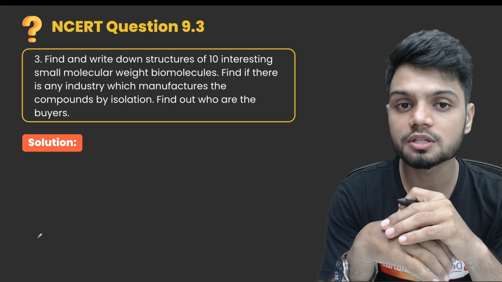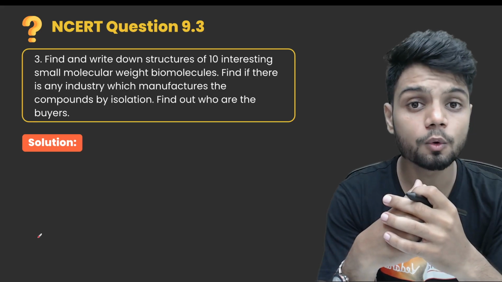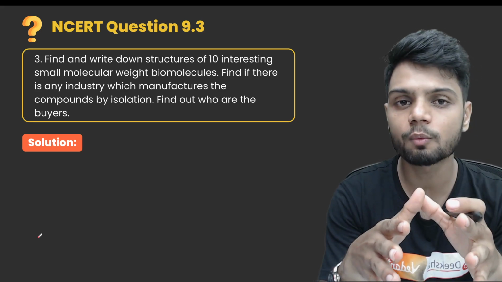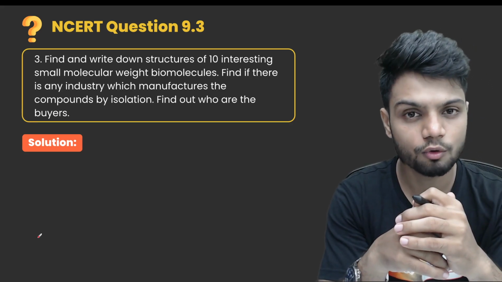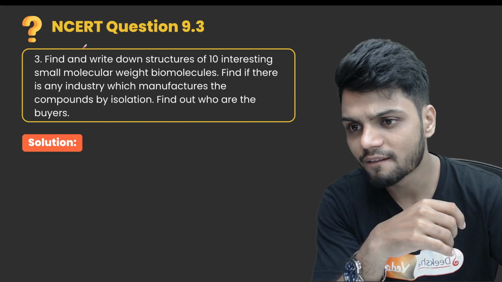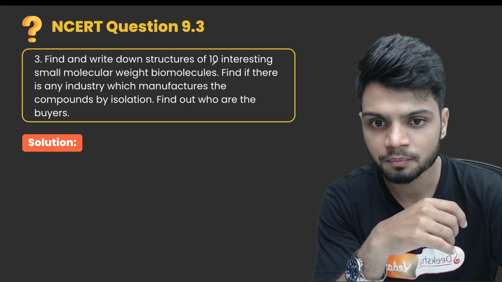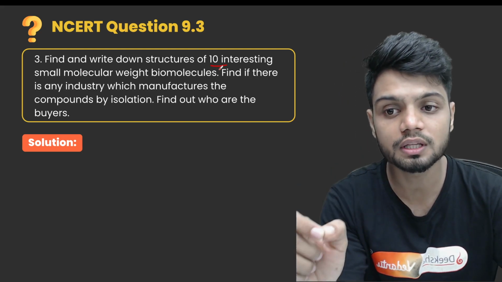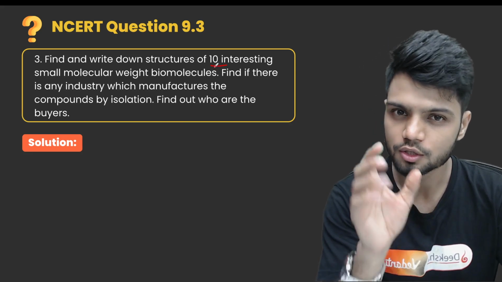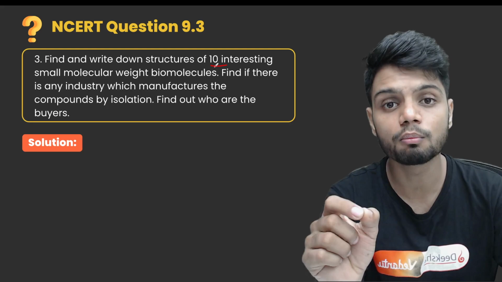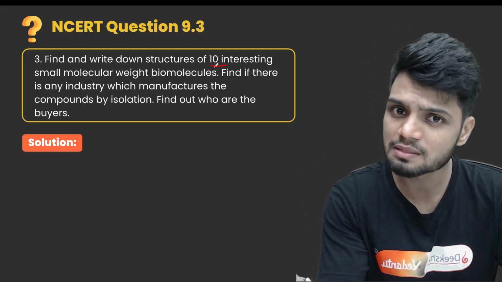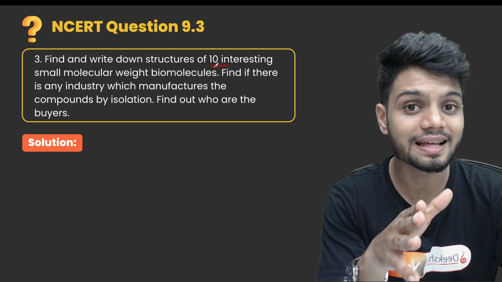Now let's look at the question which we have today from the chapter Biomolecules. Let me read the question, and I want all of you to read the question with me and try to answer it. The question goes like this: find and write down the structure of 10 interesting small molecular weight biomolecules. So they're asking you to write down 10 different structures of micromolecules which have less molecular weight and can also be of less size.